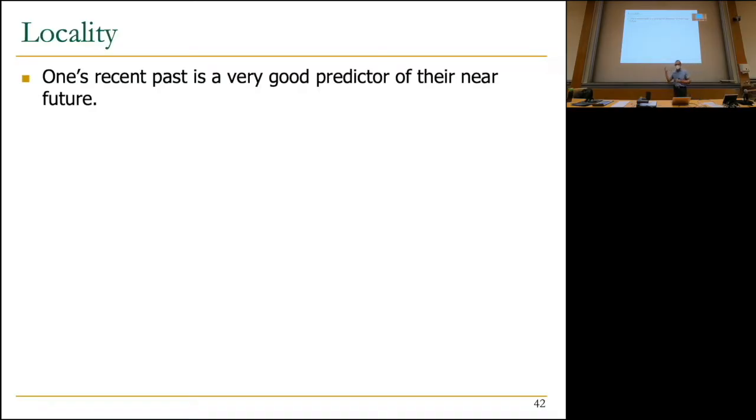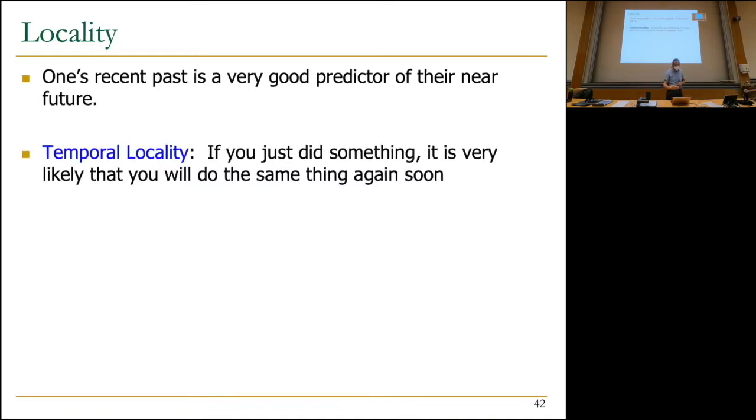In fact, this principle, I think, is much more general than just computing. It's a principle of life, potentially. I believe, for example, one's recent past is a very good predictor of their near future, at least. There are two types of locality. One is temporal, the other is spatial. So time versus space, again, comes up here, right? Some people in quantum physics argue that these are the same thing. Maybe we don't understand the world enough. That's why we're divided into time and space.